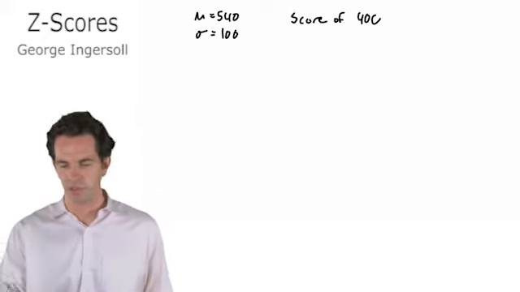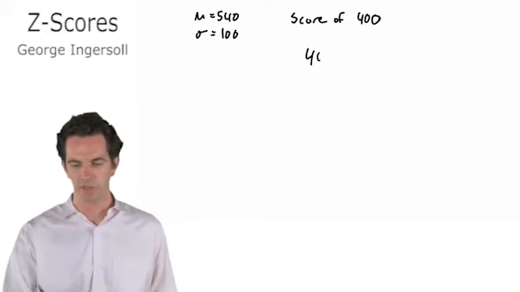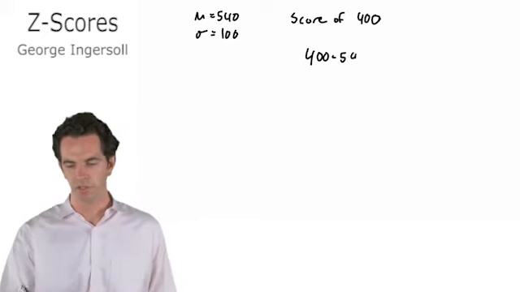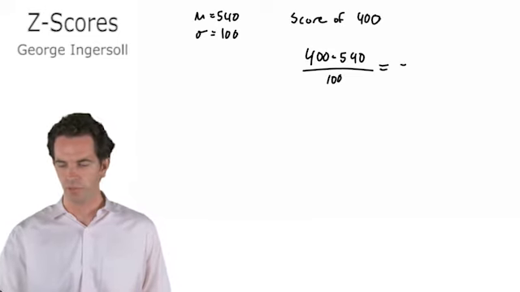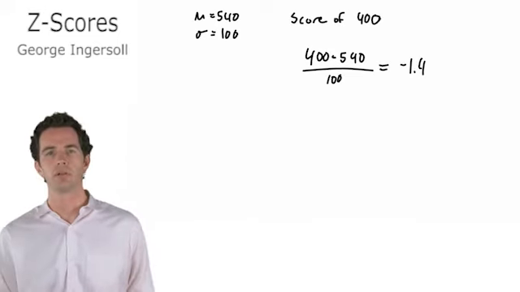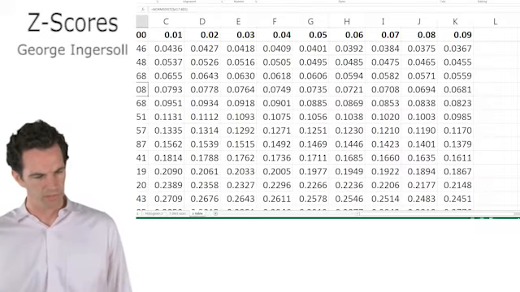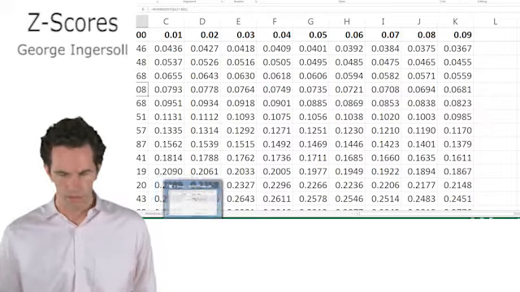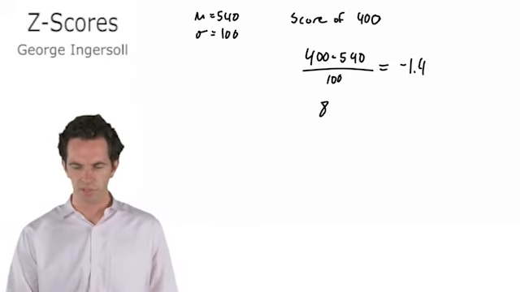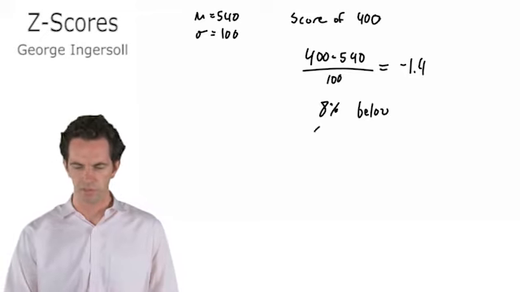What's that going to equate to in terms of percentiles? So again, same thing, 400 minus 540 divided by 100 equals negative 1.4. Okay, so we go into our table, and negative 1.4, we just looked that up. So we know that 8% below and 92% above.